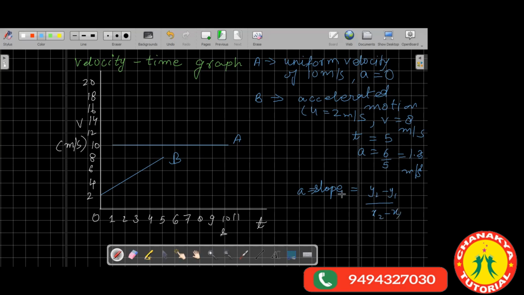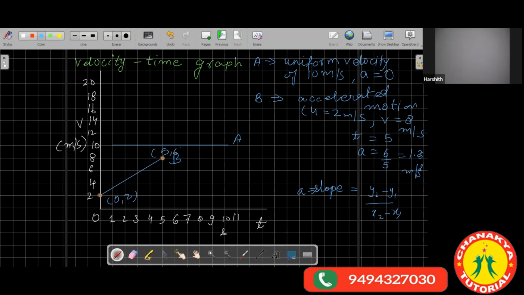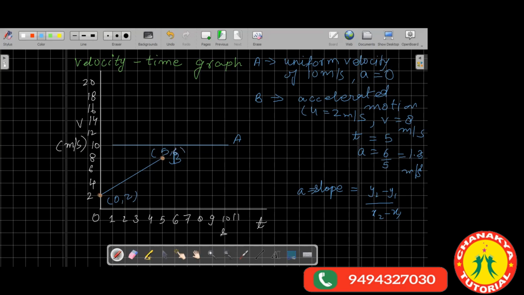If I use this method, I can take 2 points. Suppose I take this point as the final and here I take the initial. Now if I use the coordinates, this point has the coordinates 0, 2, and this point has the coordinates 5, 8. Using this formula, the acceleration will be the slope of this graph. If you have any non-linear graph, that would represent a non-linear motion, that would represent changing velocity.